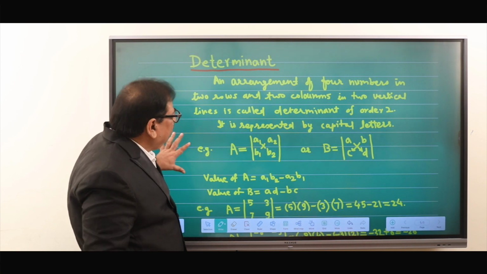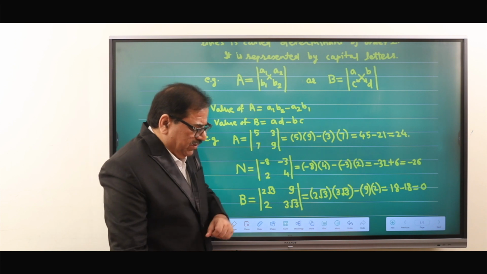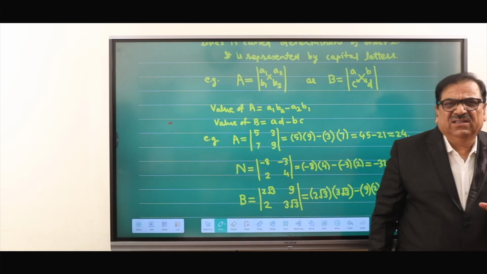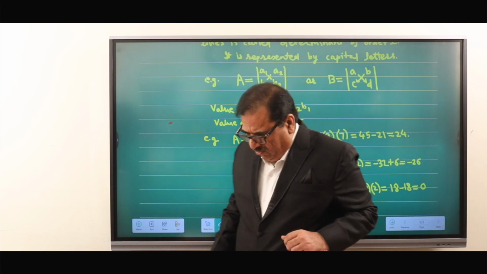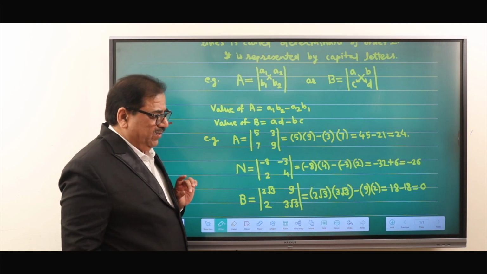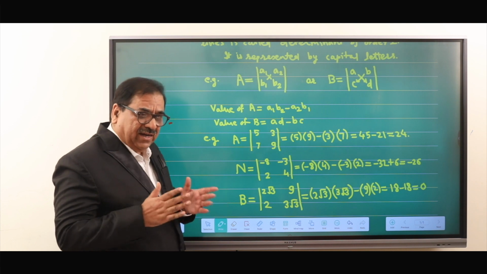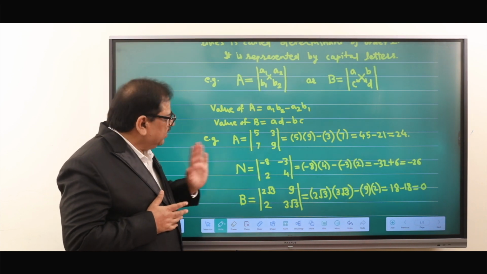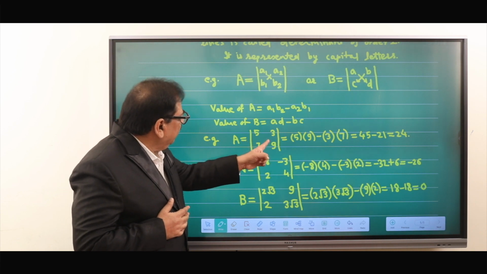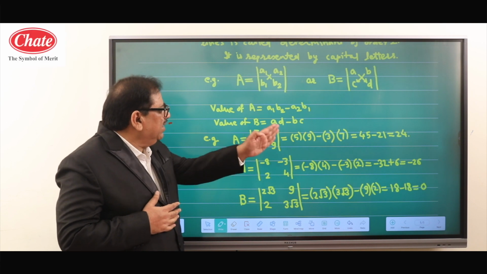Now let us solve some examples. For example, suppose A is equal to the determinant 5, 3, 7, 9. This is a determinant of 4 numbers: 5, 3, 7, 9. Rows are 5, 3 and 7, 9. Columns are 5, 7 and 3, 9. And its value is 5 multiplied by 9 minus 3 multiplied by 7.